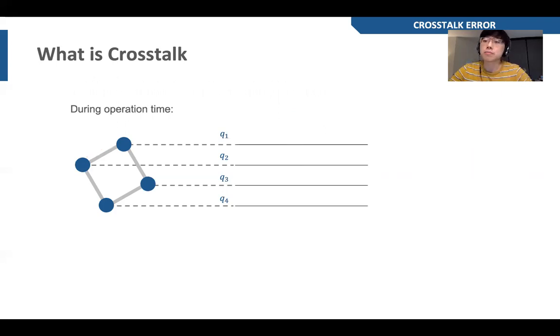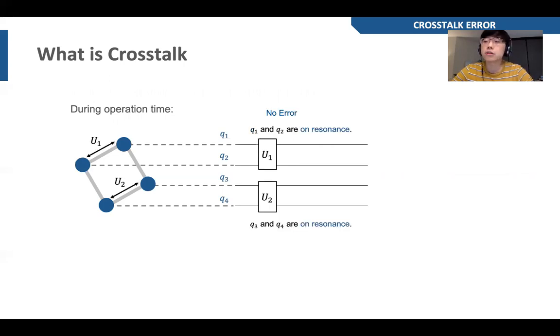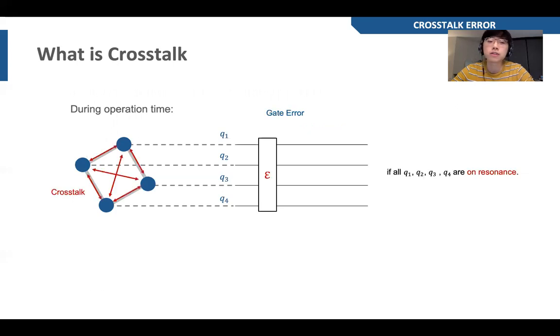During operation time, we execute 2 quantum gates U1 and U2 by bringing Q1 and Q2 on resonance, and Q3 and Q4 on resonance, separately. If, however, all 4 qubits are tuned on resonance, then U1 and U2 become some epsilon transformation acting on all 4 qubits jointly. Such crosstalk error prevails in today's quantum devices and hence prevents us from scaling up to larger systems.